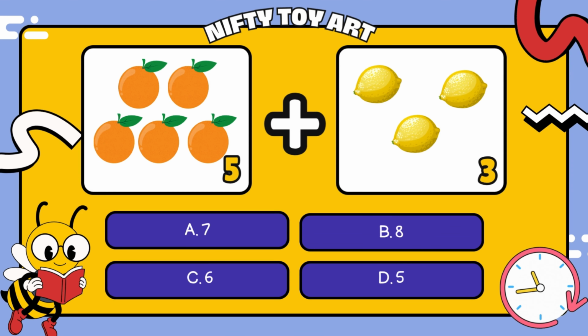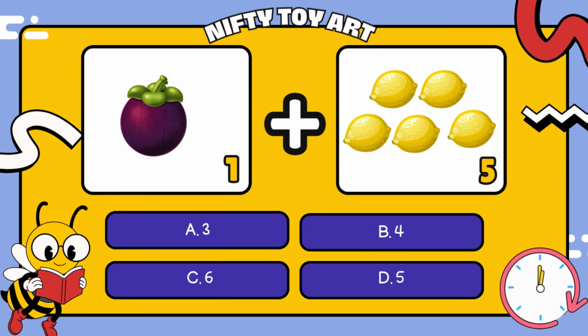I have 5 orange plus 3 lemon. How many fruits do I have? That's right, 7 fruits. I have 1 mangosteen plus 5 lemon. How many fruits do I have? That's right, 6 fruits.